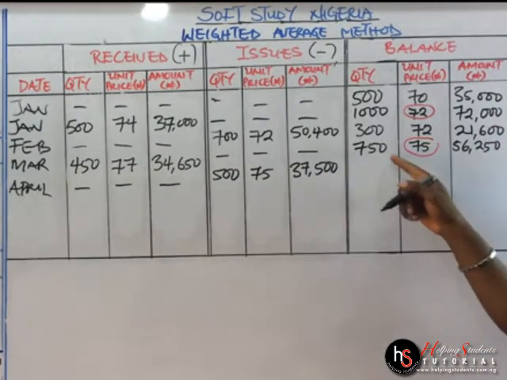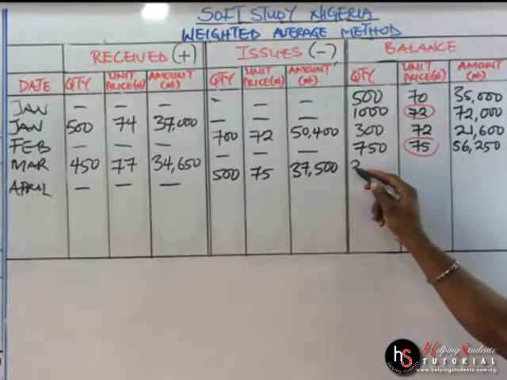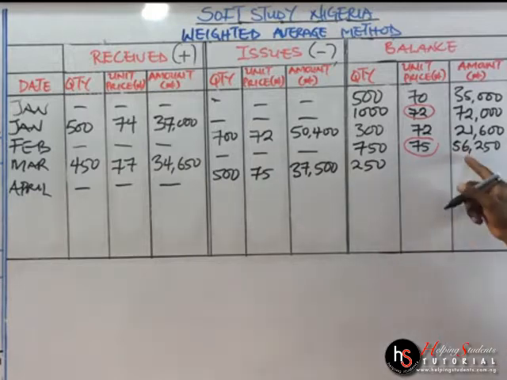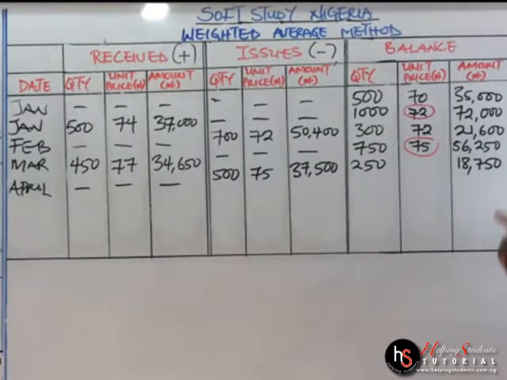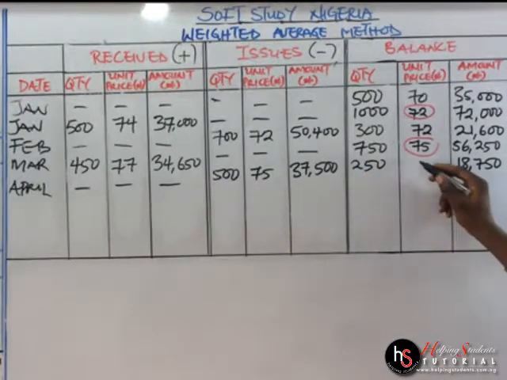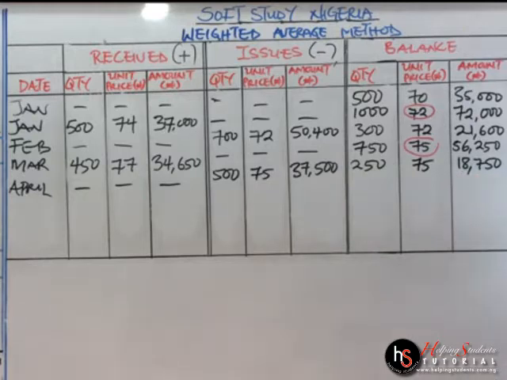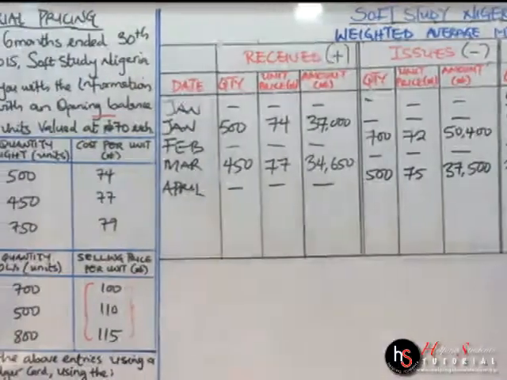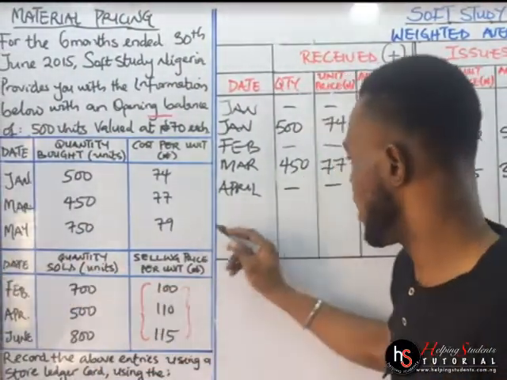37,500. 750 minus 500 is 250. 56,250 minus 37,500 is 18,750. Okay, so 18,750 divided by 250 gives us 75. That is just the process. We'll come over to May.